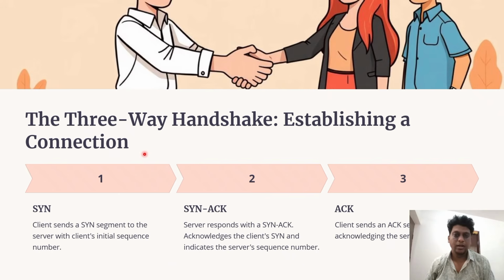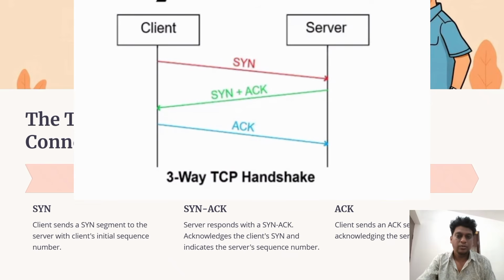Three-way handshake protocol to establish a connection. Whenever we are going to establish a connection in a reliable manner, we have to implement this three-way handshake protocol. Initially, the client side sends a synchronization segment to the server with the client's initial sequence number. Then the server responds with a synchronization and an acknowledgement that acknowledges the client's synchronization and indicates the server sequence number. Then ACK: now the client sends the acknowledgement to start the data transmission.